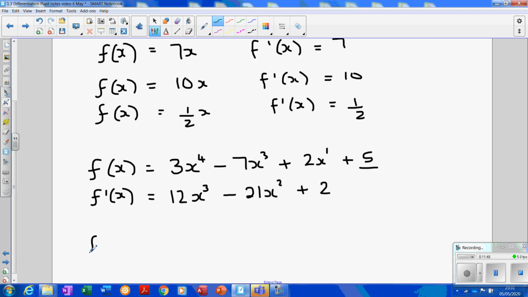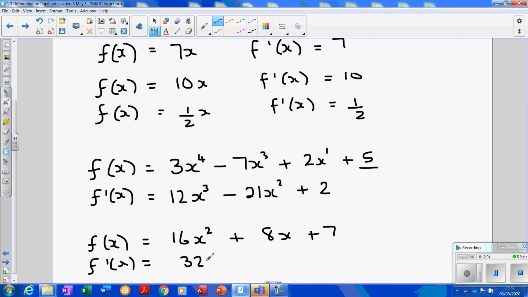Right, another one. f(x) is equal to 16x squared plus 8x plus 7. So f dash x becomes multiplied by the power, 2 times 16 is 32x to the power of 1, which is just 32x. Then I want to add on the derivative of 8x, it just goes to 8. The derivative of 7 goes to 0, but I don't need to put the plus 0 in.